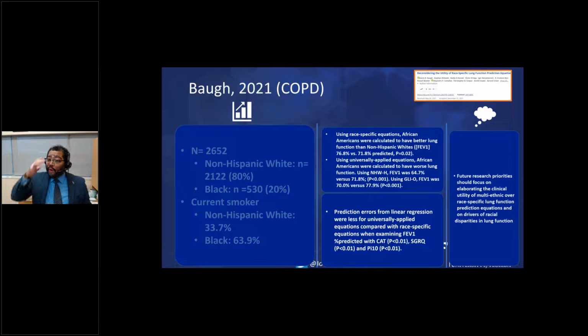The major take-home point from this is that using race-specific formulas can yield results that lead to delayed care. In this case, African Americans were identified to have better lung function as compared to non-Hispanic whites, which potentially could lead to them being referred to care less often or later as compared to non-Hispanic whites.